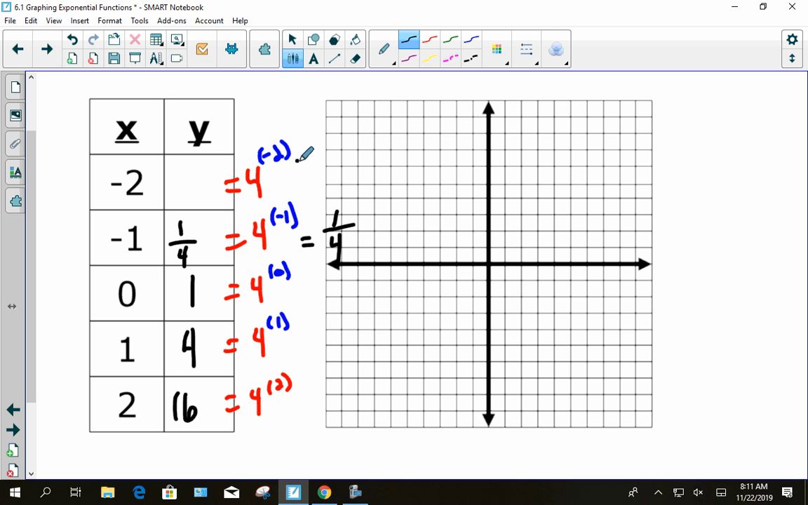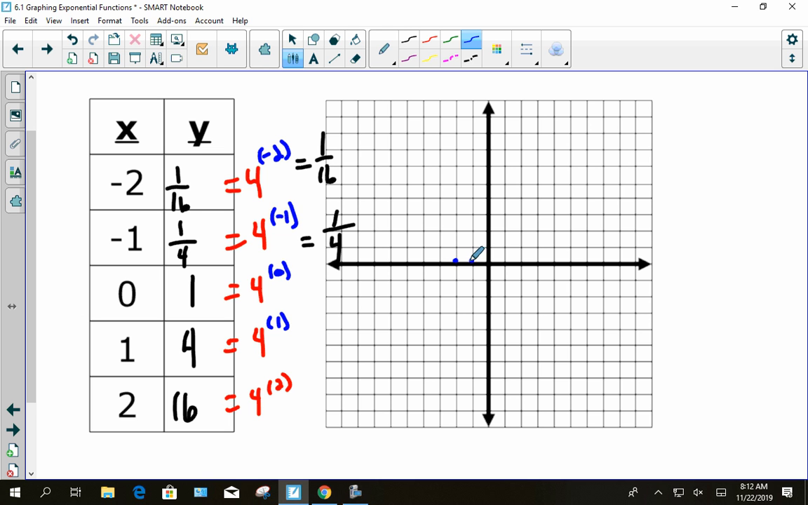Here, this is going to be 1/16. Yes. So there we go. That's how we solve these. And then we need to graph it. So negative 2 is at 1/16. I don't know where 1/16 is. I'm just going to put a dot here.